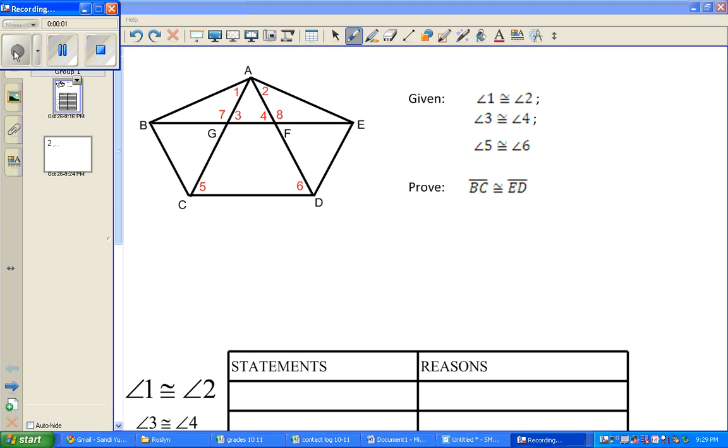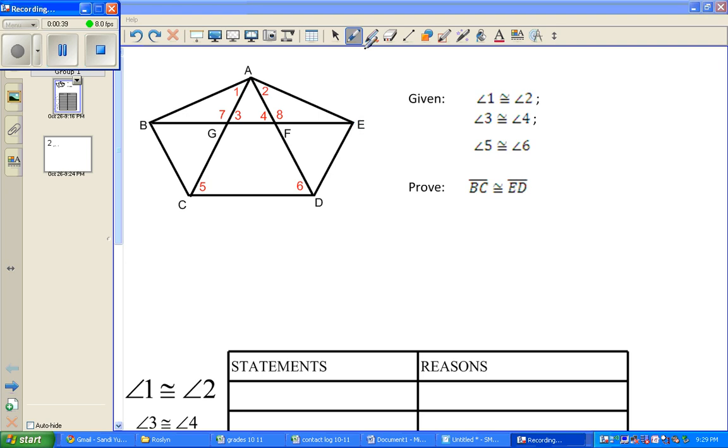Hello class, this is number 16 from the homework, and I'd like to share with you how we can prove this or answer this question. As you can see on the given, angle 1 and angle 2 are congruent right here, and angle 3 and angle 4 are also congruent on the bottom right here, and also angle 5 and angle 6 are congruent all the way at the bottom. And what we need to prove is the line segment BC and line segment ED are congruent.